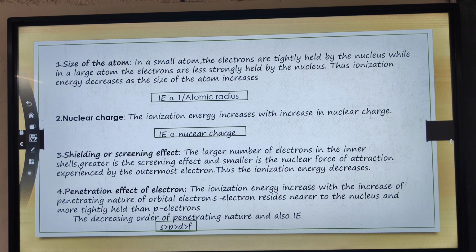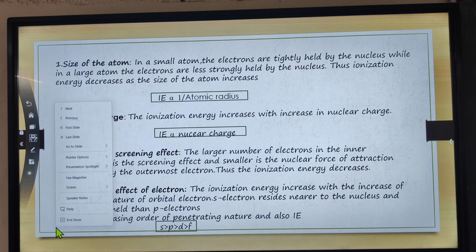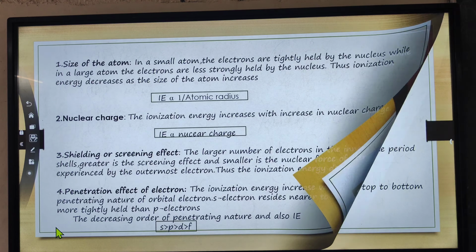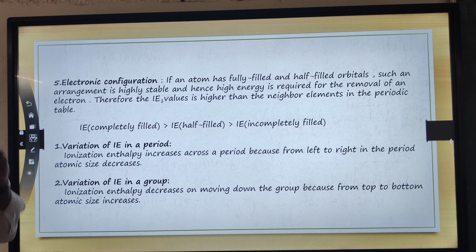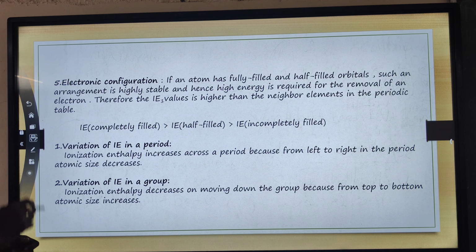So next, the next one is electronic configuration. This is the most influencing factor of ionization energy. We need to understand that if an atom has half-filled and fully filled orbitals, such an arrangement is highly stable. We call it a highly stable electronic configuration, like noble gases.